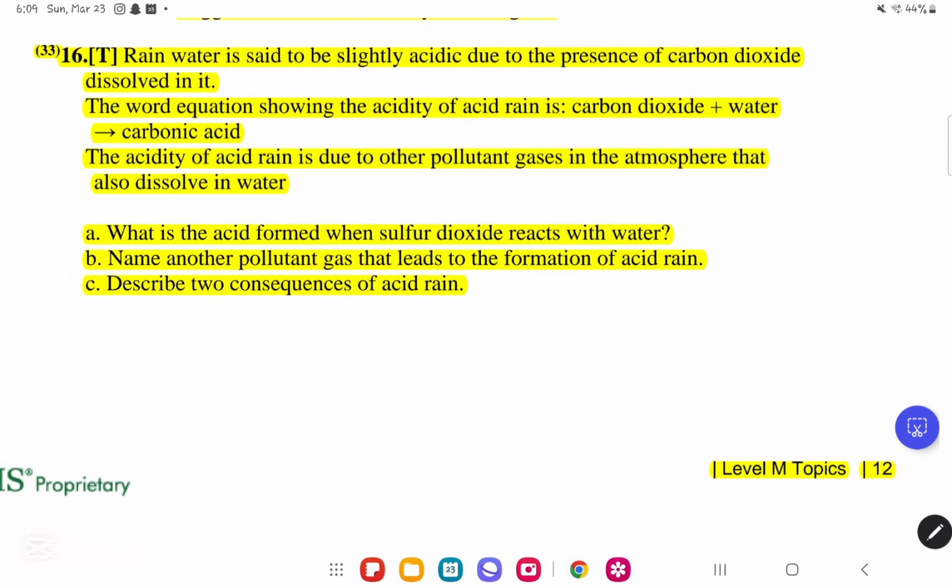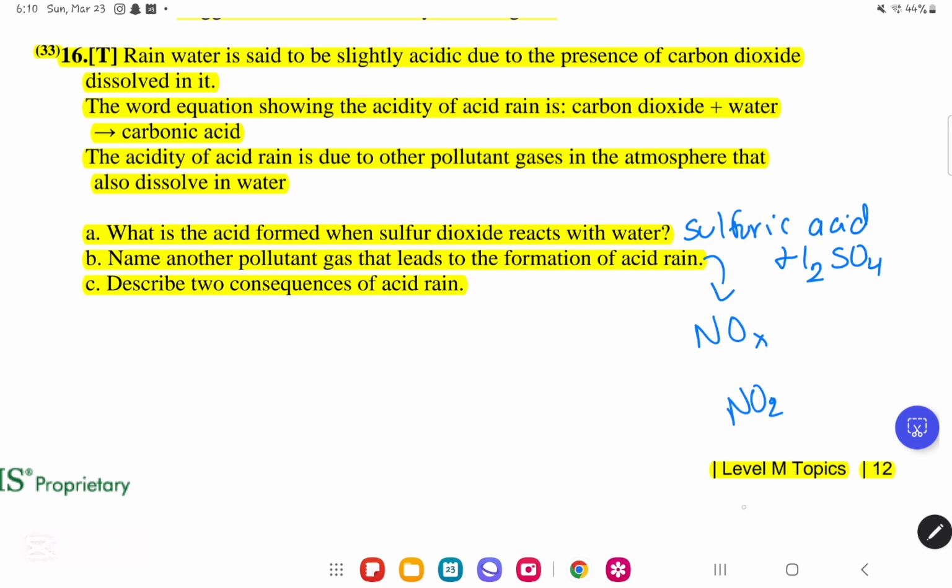Rainwater is said to be slightly acidic due to the presence of carbon dioxide dissolved in it. The word equation is carbon dioxide plus water gives carbonic acid. The acidity of acid rain is due to other pollutant gases in the atmosphere that also dissolve in water. What is the acid formed when sulfur reacts with water? Directly it is sulfuric acid, and its chemical formula is H2SO4. Name another pollutant gas that leads to the formation of acid rain. Usually it is the oxides of nitrogen, denoted by NOx, or mainly nitrogen dioxide, NO2.